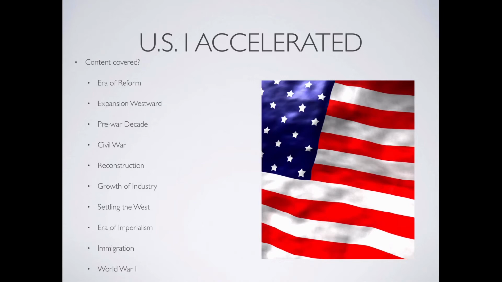The next big topic is the era of imperialism. So by the time we settle the West, we are now at the late 1800s and early 1900s. And at this point, America was becoming more of a global power. And so we talk about the imperialism that kind of grew out of that era. With that comes a unit on immigration.